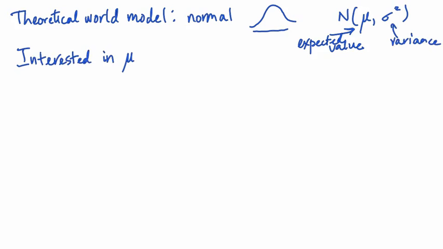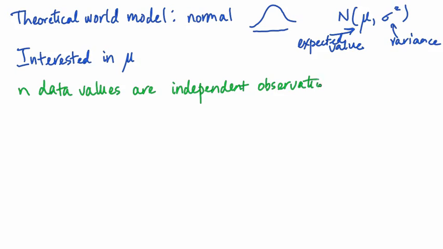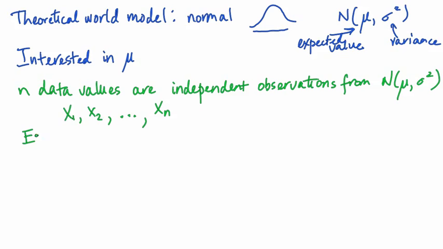If our data are observations from this normal distribution, a natural choice to estimate the expected value is the average of our data values. We'll think of our data as observations of n values from this normal distribution with mean or expected value mu and variance sigma squared. We'll call these observations x1, x2 up to xn. Then our estimator of mu, our average of our data values, is x bar, the sum of the observations divided by n.